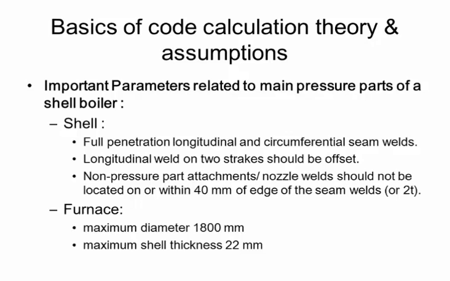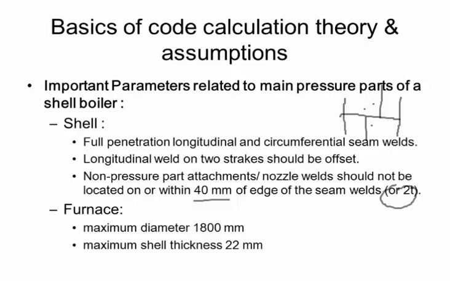Okay, so what that basically means, if you have a vessel, and your weld is running like that, that means 40 millimeters, or 2 times the thickness, from any of those welds. You're not allowed to put any attachments or nozzles or anything like that.